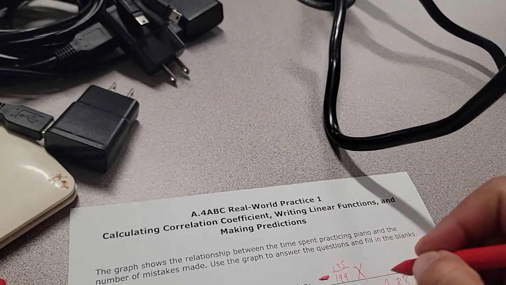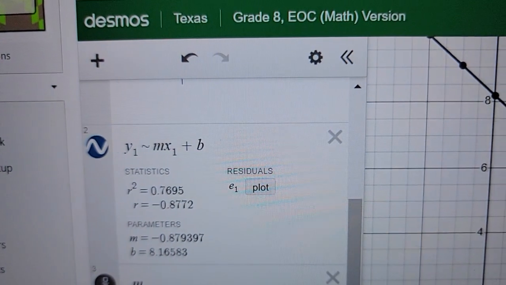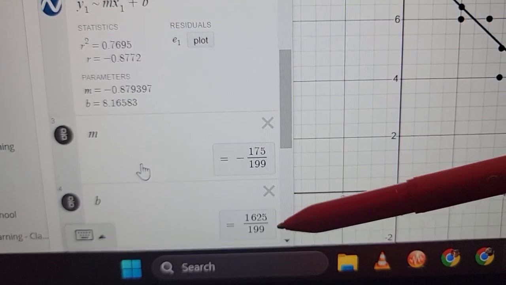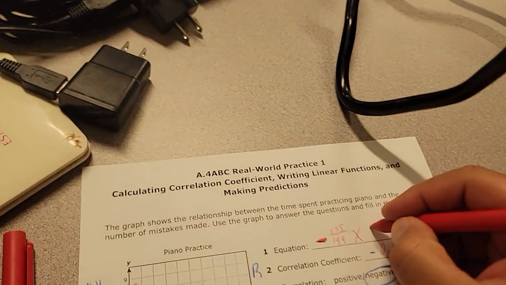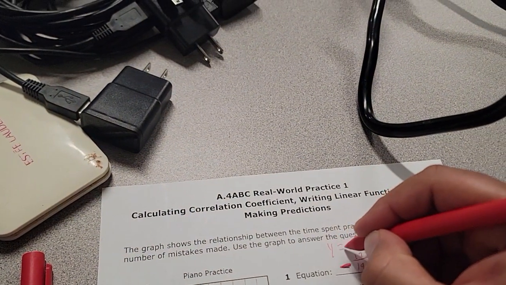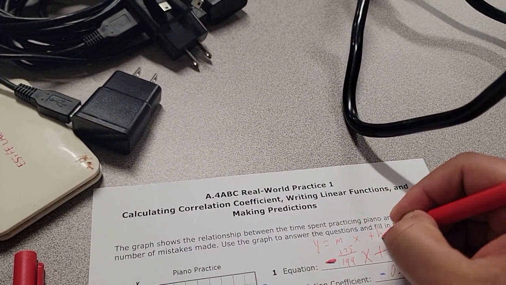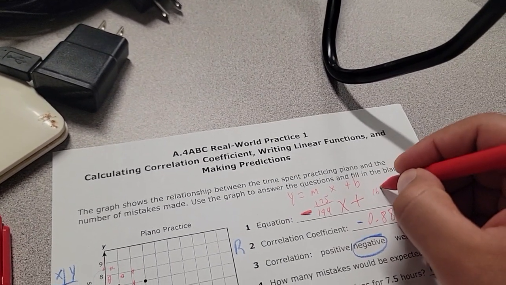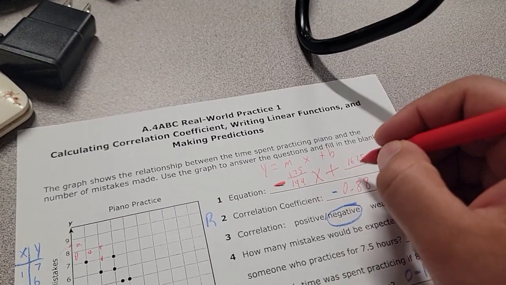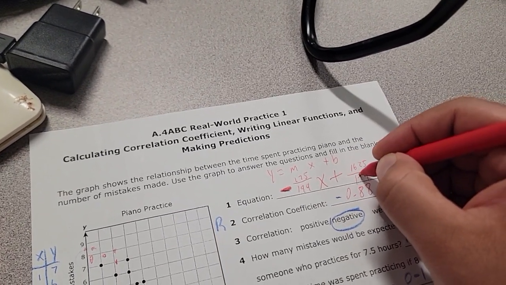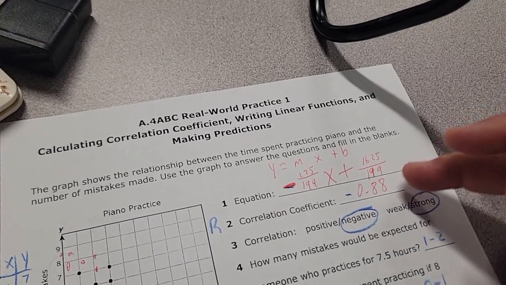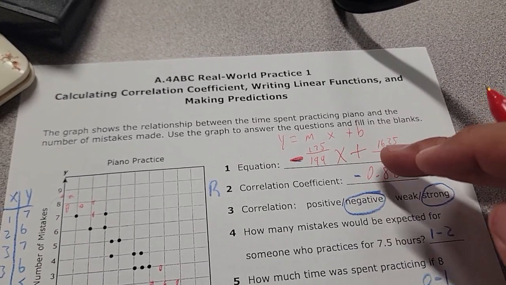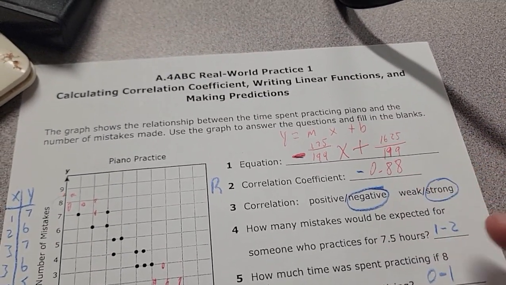And this is a negative. Put your little x, because remember, all we're doing is following the y equals mx plus b formula. And then the b is this decimal. I already changed it to a fraction for you. So it's positive, put plus. Remember, this is y equals mx plus b, just in case you remember the formula. These are ugly fractions. We're going to do more with whole numbers, guys. Don't worry about it. And then we have 1625 divided by 199. All right, good. So we know this is a negative. We know it's strong because it's over 0.70.